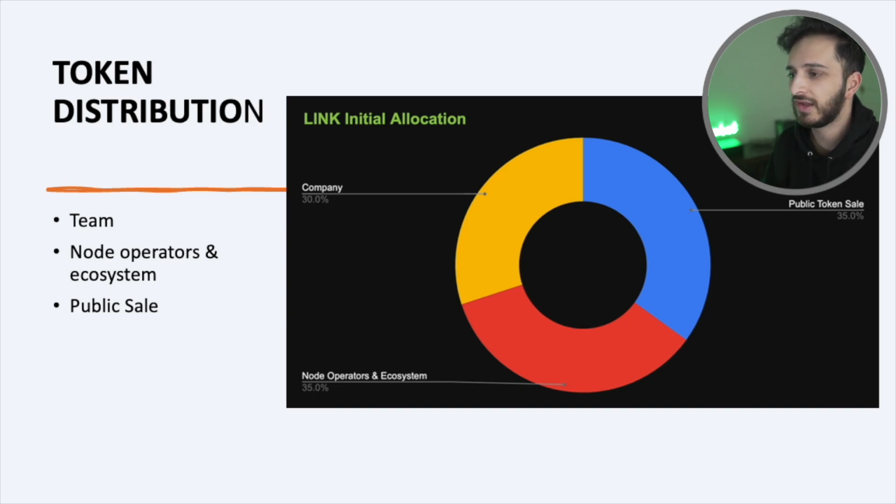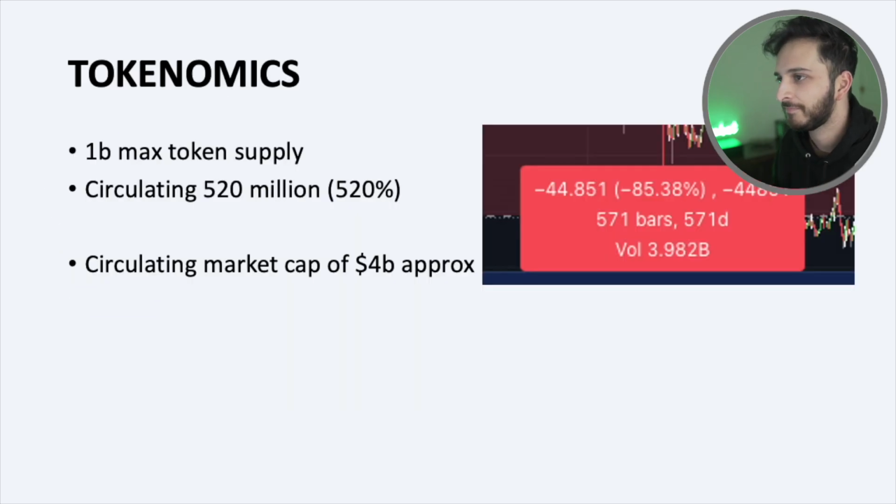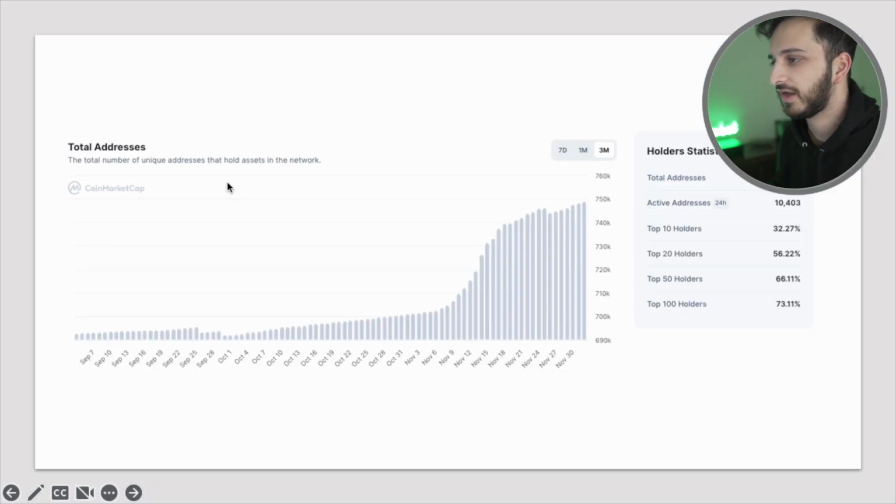Now, the Link token has a max supply of 1 billion tokens, sorry, and it was initially allocated in these 3 regions. So I think of it as the team, 30%, the node operators and the ecosystem itself, 35%, and the public token sale. And together that makes the entire 1 billion. I keep saying $1 billion. 1 billion tokens. So there you go. We've got 1 billion max token supply.